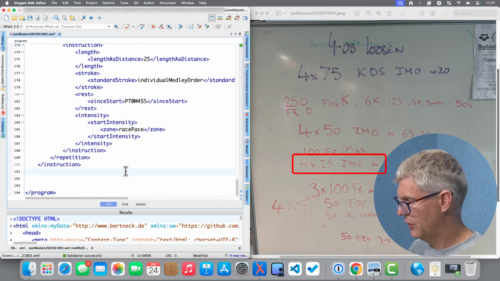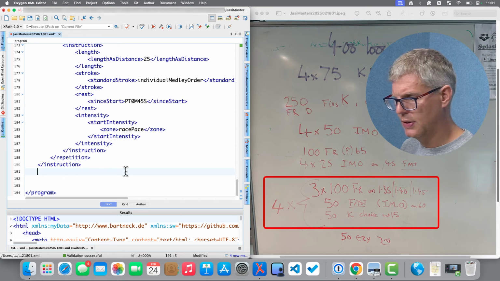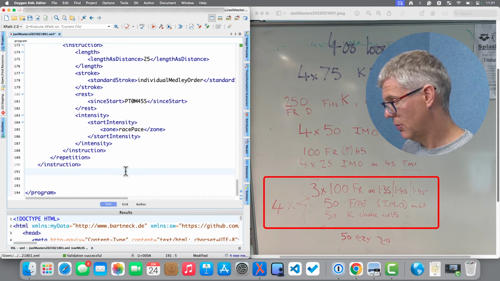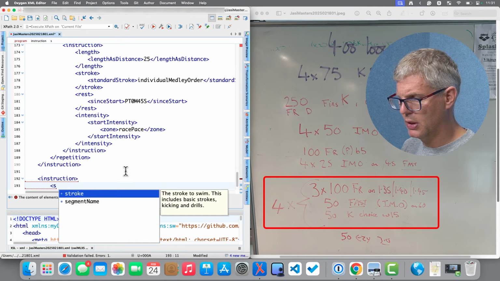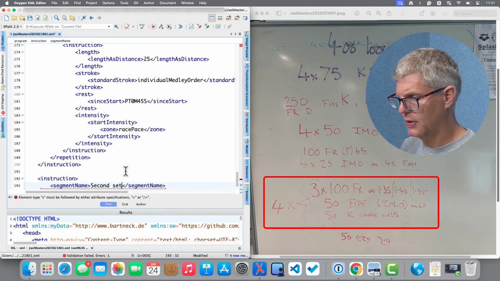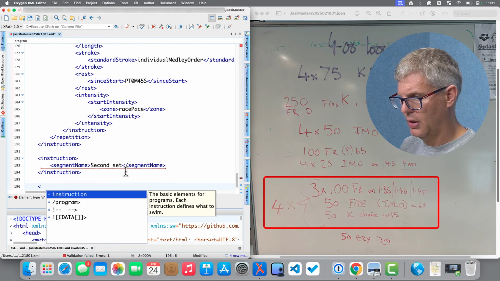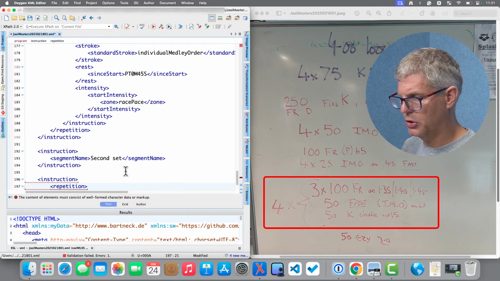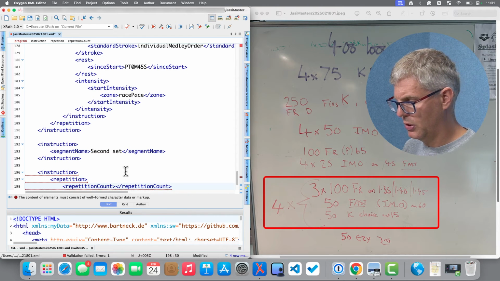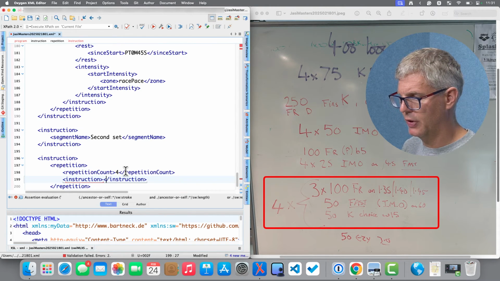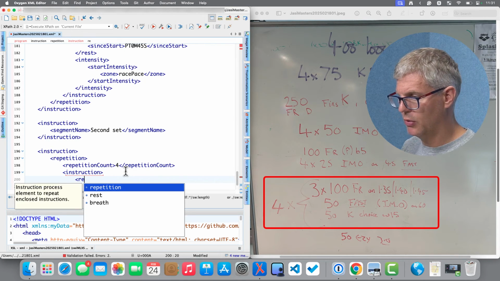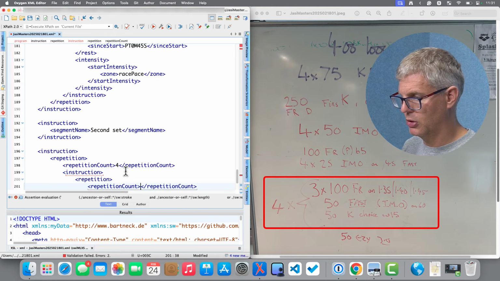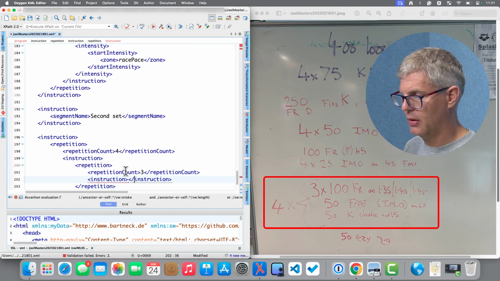Now that was a nice first set, and now we move over to a second set, which is the 4 times, and then a lot of things below. So instructions, we put in a segment name, a second set. Now instructions, we have a large repetition count 4 times, and then a lot of things happening in between. Now the first thing's a 3 times 100s, so this is again a repetition inside of a repetition, which is always fun. So we repeat that 3 times.